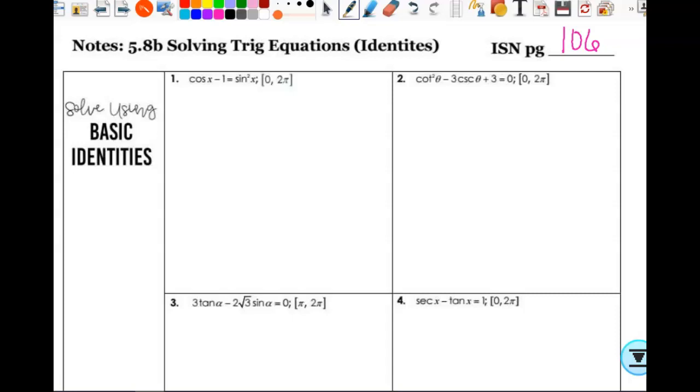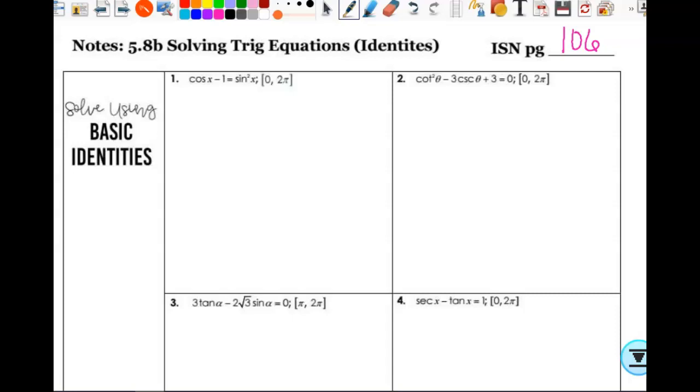So if you look at number 1, where we have cosine of x minus 1 equals sine squared of x. We have an equal sign, so it's an equation. We want to solve it. It gives us an interval to solve it on. But when we have a quadratic, usually that means we're probably going to have to factor it, but I can't mix my sine and cosine. Now, there are times where you can mix the trig functions, but this is not one of them. And we'll talk about what those are once we get there.